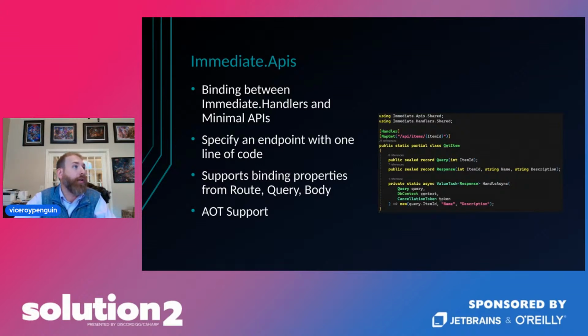So now to create an endpoint, all you have to do is take a handler, add the map get or map post or map put attribute, and it automatically gets generated as a minimal API endpoint. It gets registered with minimal APIs automatically, and then you have this connection so it will automatically show up as a public endpoint.